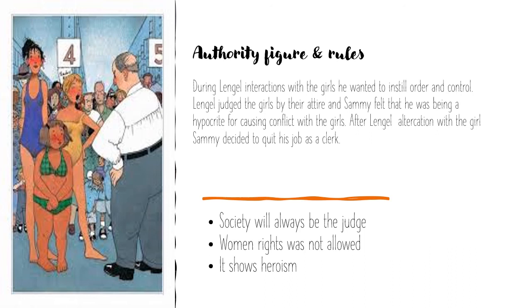During Lengel's altercation with the girls, Sammy felt as though Lengel was being a hypocrite, and he decided that his freedom was more important, so he quit his job. So that concludes my analysis of Updike's story, A&P. I do hope this shines a light on what the story is about.